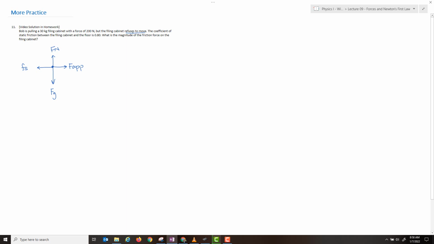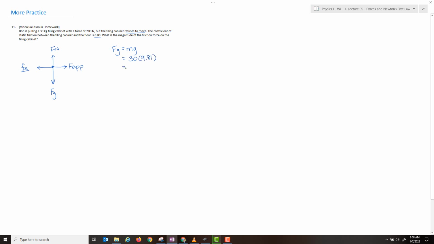Okay, so the coefficient of static friction is given as 0.8. What is the magnitude of the friction force on the filing cabinet? So we're trying to solve for the force of friction here. Let's solve for everything that we know. We have the force of gravity, which is always mg, where m is the mass of the filing cabinet, which is 30 kilograms. g is 9.81.